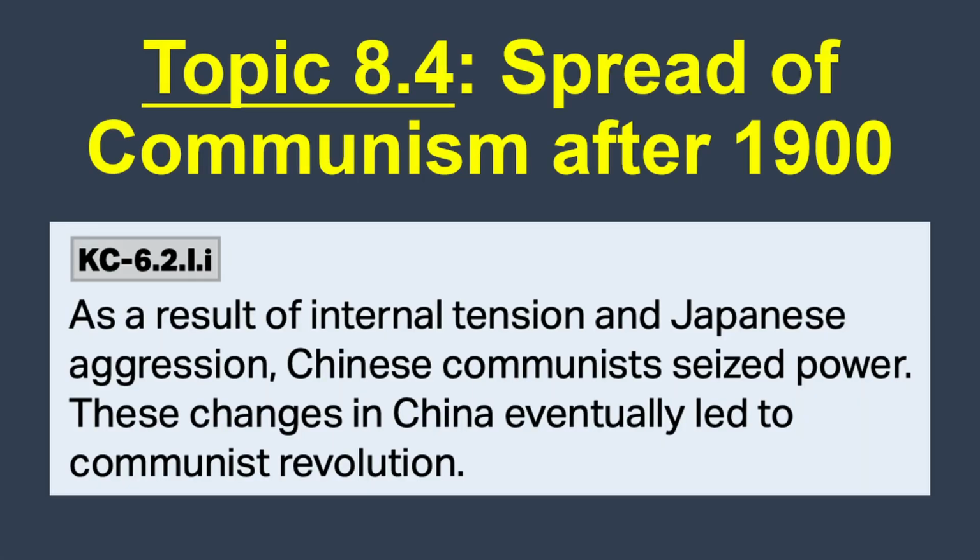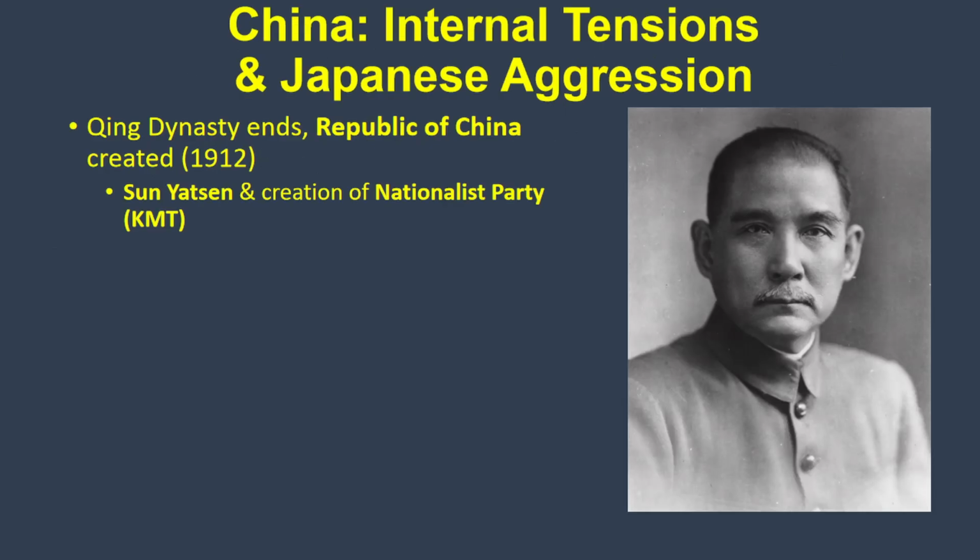Let's start here. As a result of internal tensions and Japanese aggression, Chinese communists seized power. These changes in China eventually led to communist revolution. In topic 7.1, we saw the end of the Qing dynasty and establishment of the Republic of China in 1912, led by Sun Yat-sen, who established the Nationalist Party, or KMT.